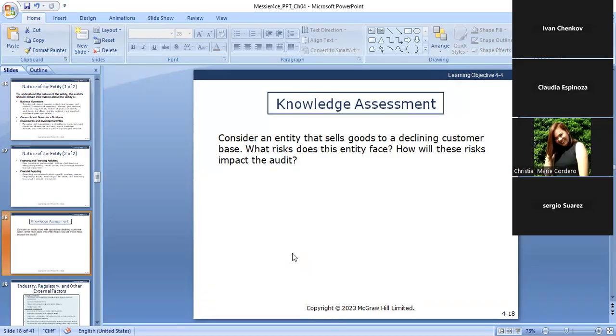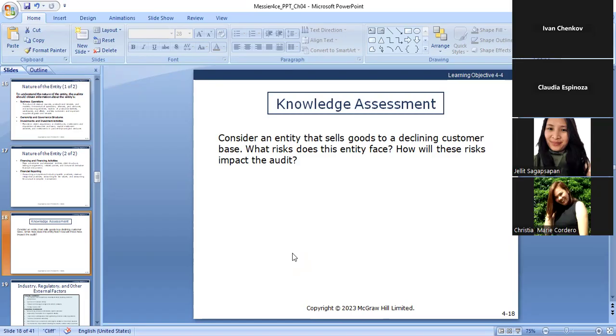Okay, how is this going to impact our audit? There is a business risk with the audit procedures, and the material misstatement may be reduced so that the materiality of the financial statements is low. So we're going to have a low number for the materiality.